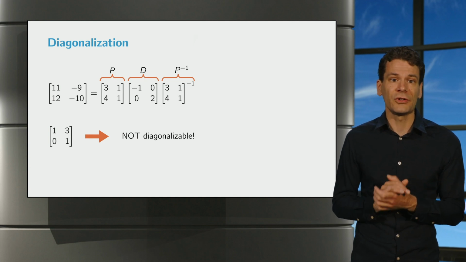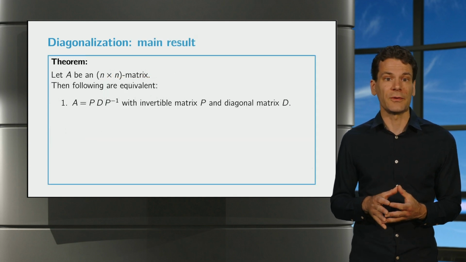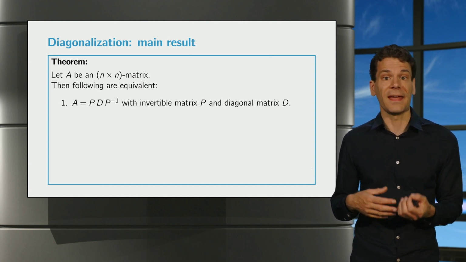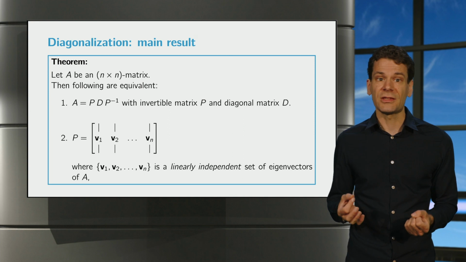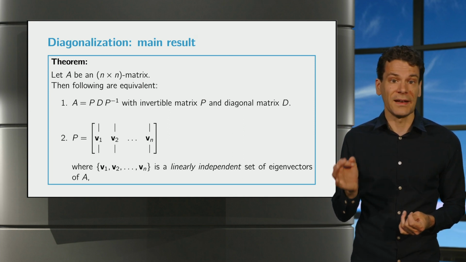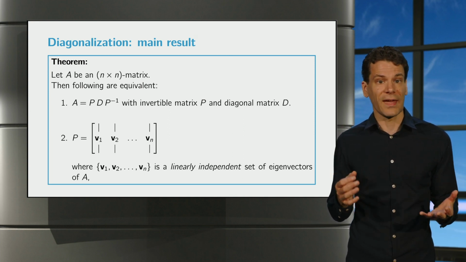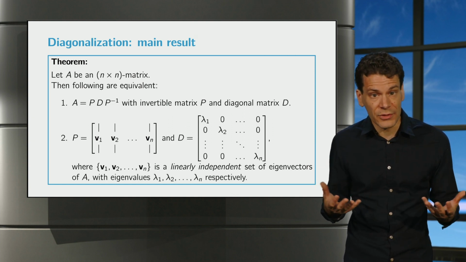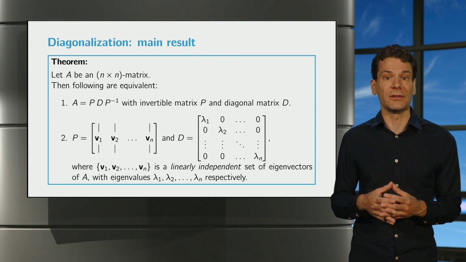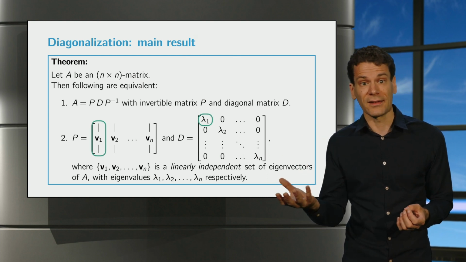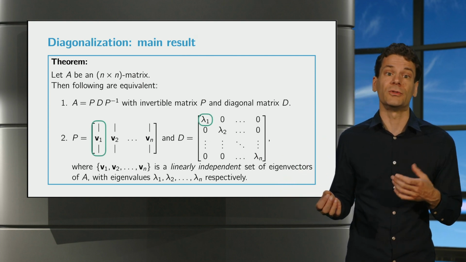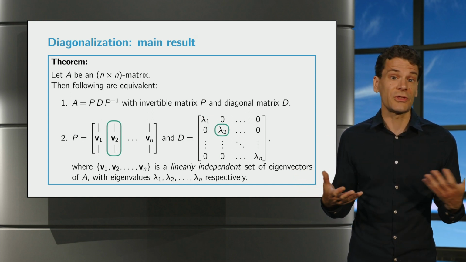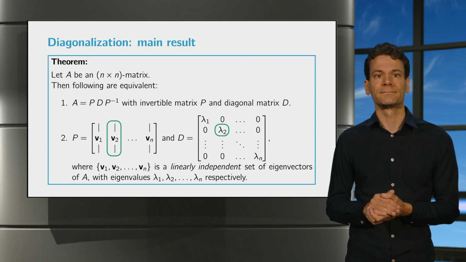First, let me return to the main result of the previous video. A matrix A can be diagonalized with invertible matrix P and diagonal matrix D precisely if the columns of P form a linearly independent set of eigenvectors of A, and D is a diagonal matrix of which the diagonal elements are precisely the corresponding eigenvalues. That is, the first diagonal element is the eigenvalue corresponding to the first column of P, the second diagonal element is the eigenvalue of the second column of P, etc.